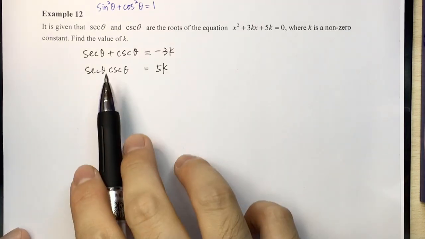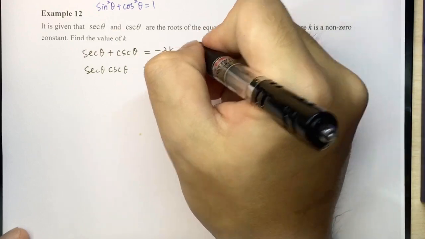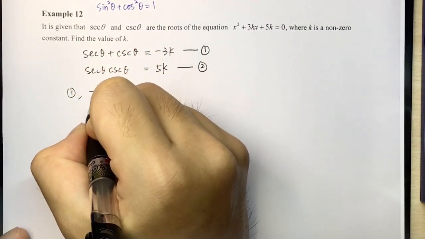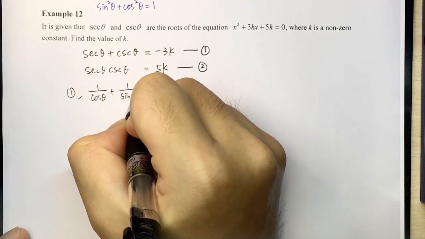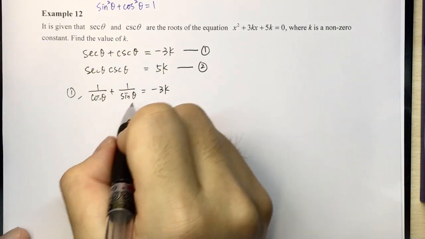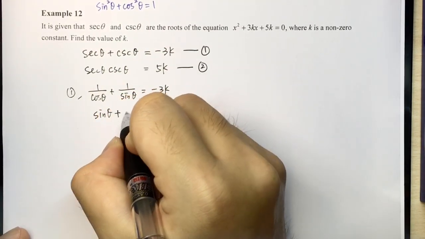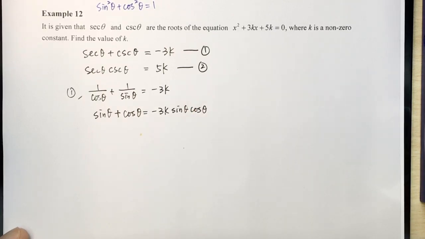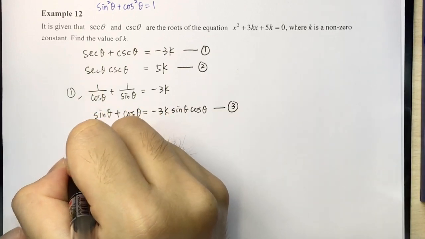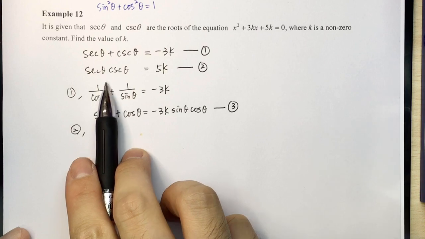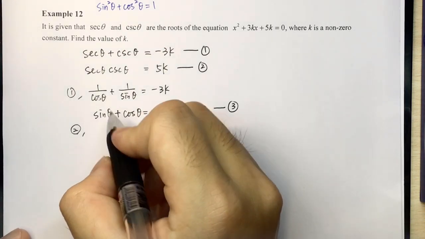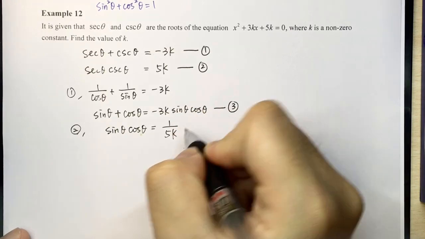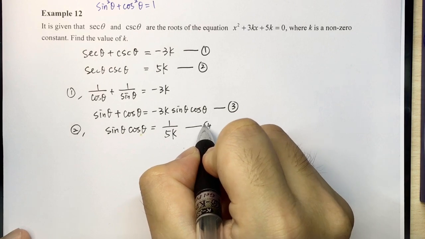And you may want to change them back. So for equation 1 and equation 2, you can just do some rewrite. For equation 1, you have 1 over cosine theta plus 1 over sine theta is negative 3k. And by multiplication, you will have sine theta plus cosine theta equals negative 3k sine theta cosine theta. I call it equation 3. In equation 2, you know it's 1 over sine and cosine, and you just reverse the numerator and denominator. There's no surprise that sine theta cosine theta is 1 over 5k. And that is equation 4.